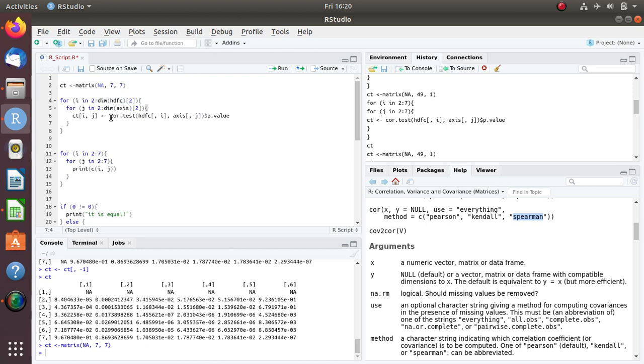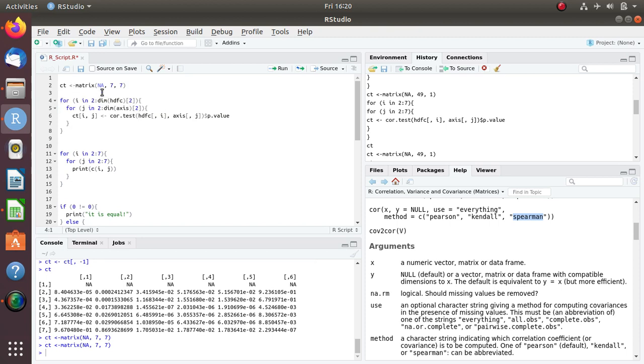Now inside this, what I am going to do is perform the correlation test, and that p value I am going to save here in this index, in the address i comma j of the matrix CD. So let me finally do this once again.